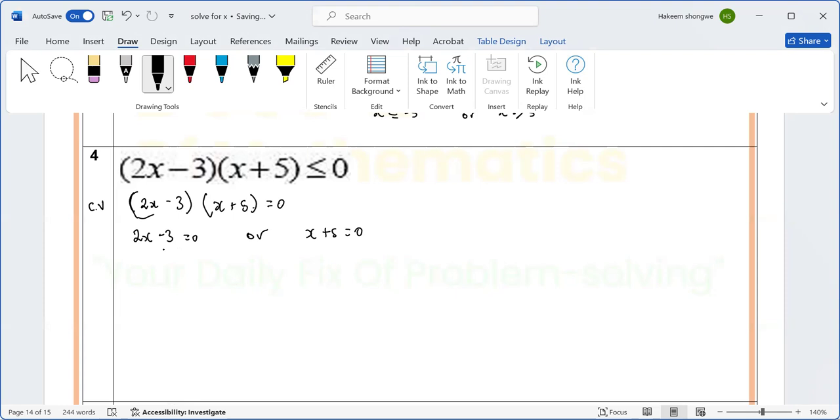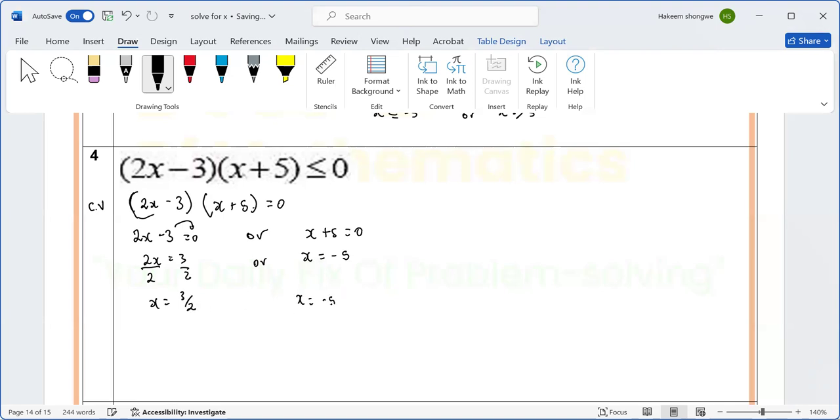How should I proceed? On 2x minus 3, we must transpose the 3. So we have 2x is equal to 3. Then x is equal to -5 on this side. And on this side we divide by 2. So x is going to be equal to 3 over 2. Okay, we got our x1 and x2.